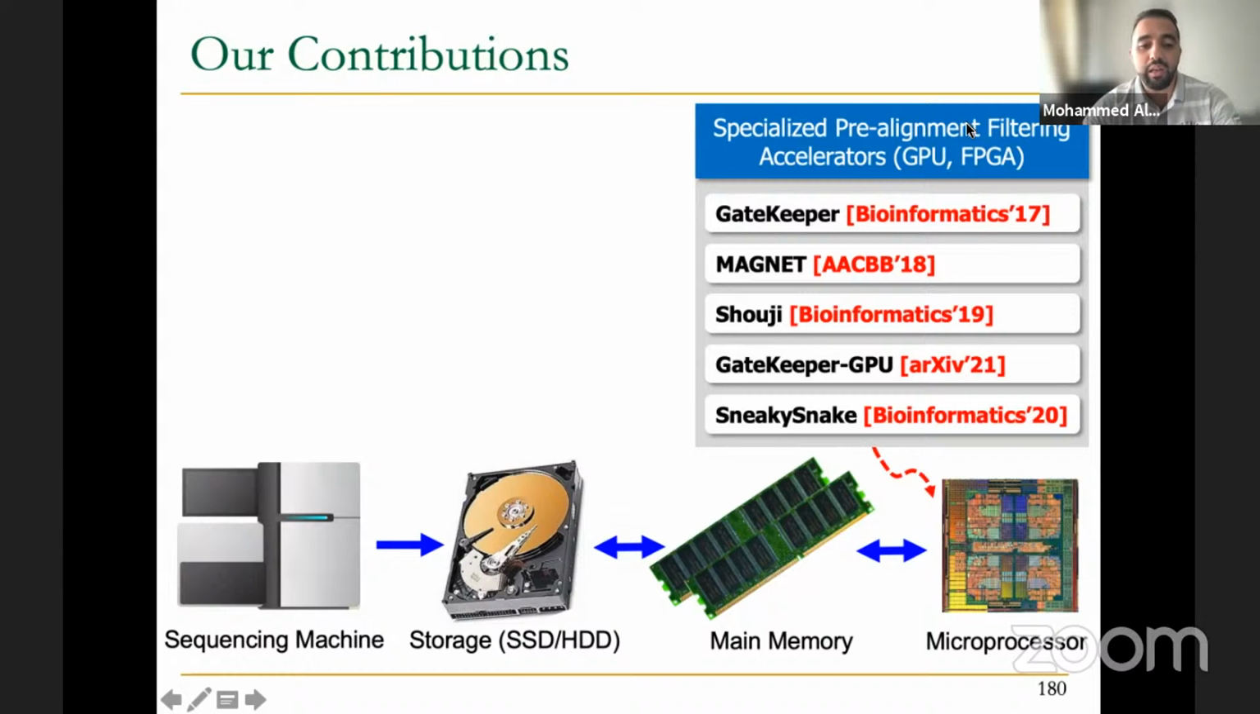And I think in the next lecture, or maybe the one after, we're going to explain in detail about this work as an example of how to review papers. So pre-alignment filtering tries to quickly detect which of these pieces generated by the sequencer differ significantly from what we call a reference genome.